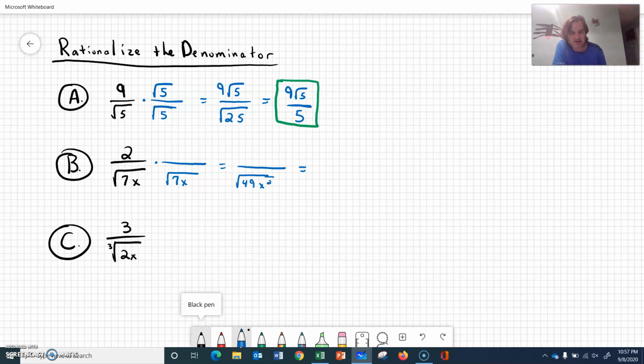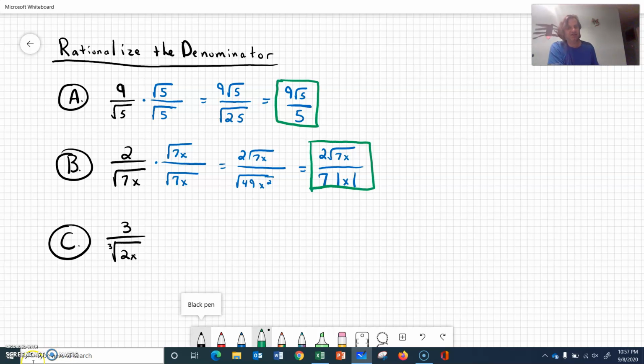But I know the square root of 49 is 7, and I know the square root of x squared will be the absolute value of x. So I've gotten rid of the root on the bottom. I have to multiply by the same thing on top, so 2 times the square root of 7x doesn't change. It's just 2 times the square root of 7x. So a lot of times if we rationalize something, we will get rid of the root in one place, but it'll show up in another usually.